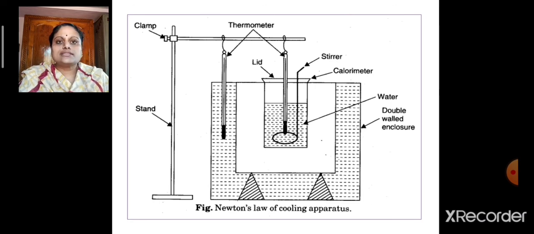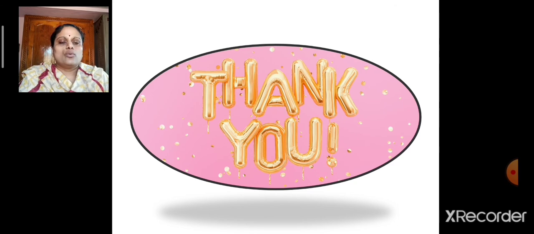And as we had discussed earlier, we are going to determine the rate of loss of heat. We will be noting down the readings of the temperature from the calorimeter and also the enclosure at different intervals of time. And if we plot a graph of temperature versus time, we will get a graph similar to the cooling curve. Hope you might have got an idea about the cooling curve.